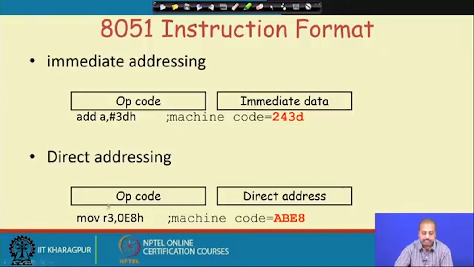Then in the direct addressing, we can have something like MOV R3, 0E8 hex. That means the content of memory location 0E8 hex will come to the register R3. The opcode is AB, and the address value E8 will come to the second byte. So, we can have the direct addressing this way.